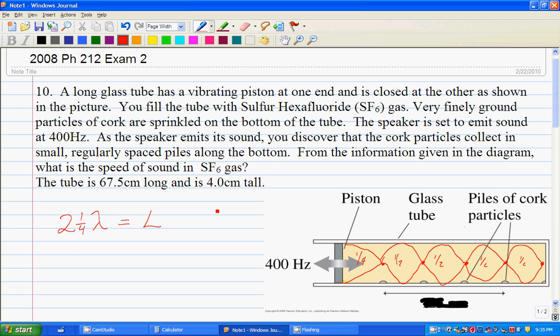So let's remember that the speed of sound is equal to the wavelength times the frequency. Notice in this case we're given the frequency and we're asked to solve for the velocity. So this means that lambda is going to equal v over f. We're going to plug that lambda into our original equation. I'm going to turn that 2 1/4 to 9/4. Hope you're okay with that. And we get 9/4 velocity over frequency equals the length of the tube.